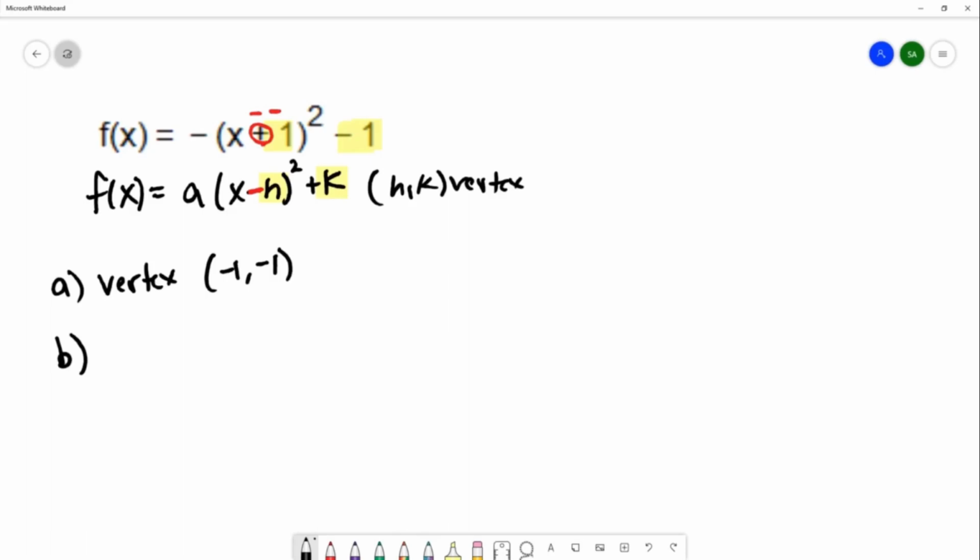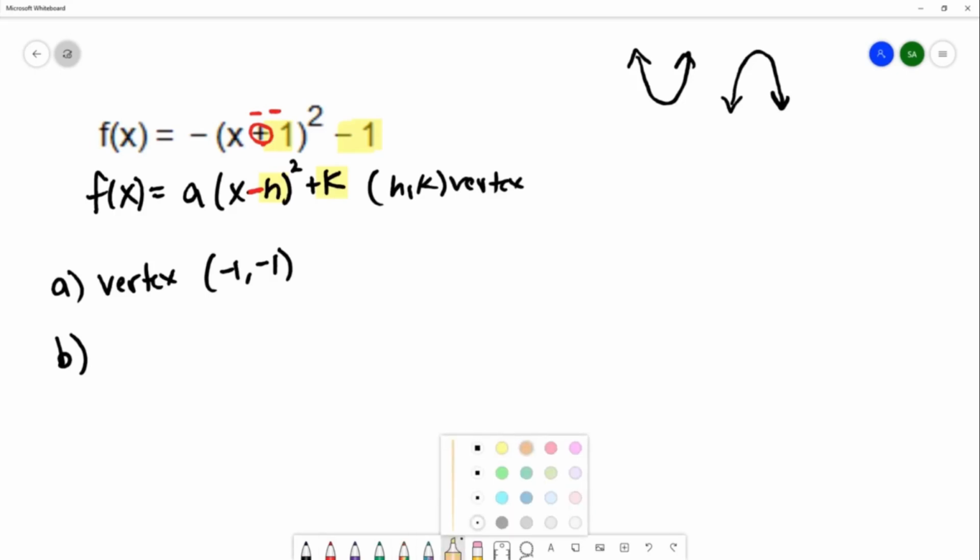Now, the graph of a quadratic function will be a parabola that either opens up or down. And we can determine if it opens up or down based on the value of a. Anytime a is positive, the parabola will open up, and anytime a is negative, it will open down. You can see that our value of a is negative 1, and so since a is negative, we know that the parabola opens down.